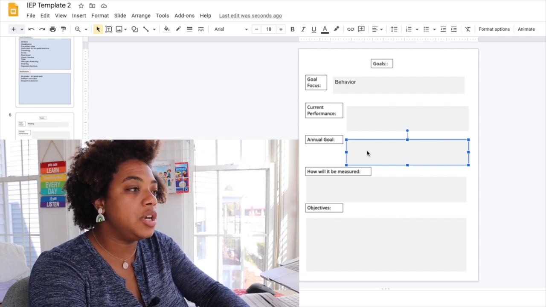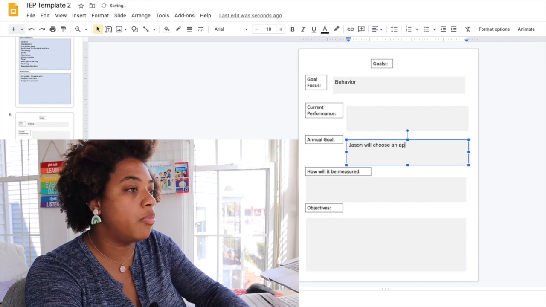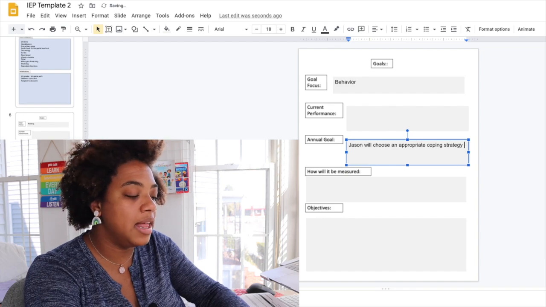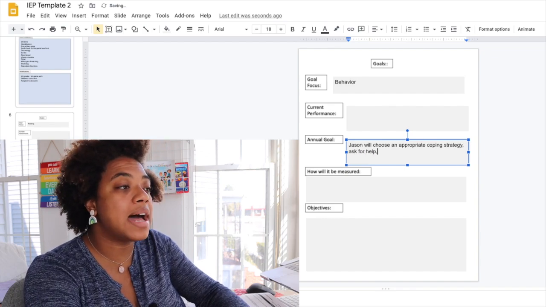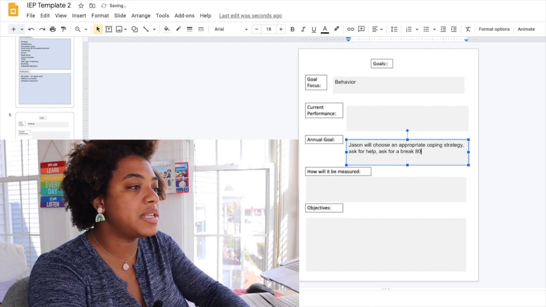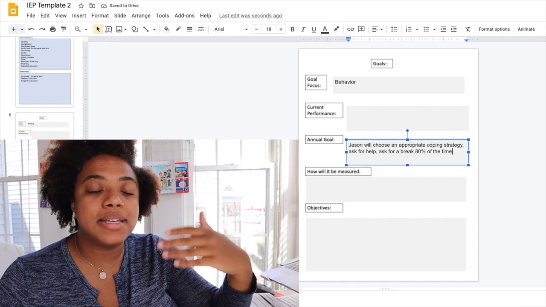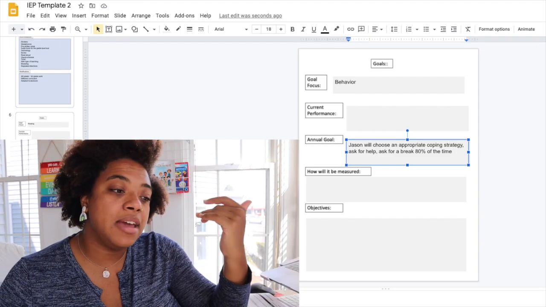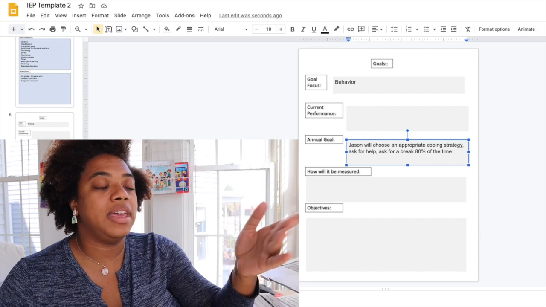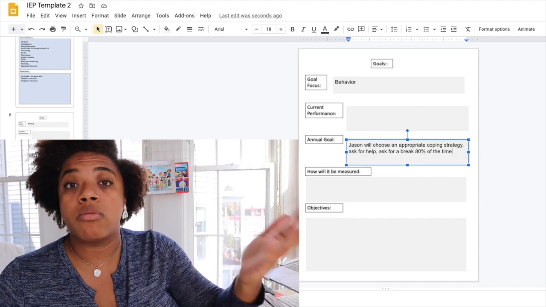So Jason will choose an appropriate coping strategy, or he'll ask for help or ask for a break or something like that 80% of the time. So something along those lines, because all of his behaviors stem from a non-preferred activity, something that he perceives as challenging. And so writing a behavior goal that will give him an alternative to running out of the room or slamming the door or ripping up the paper.